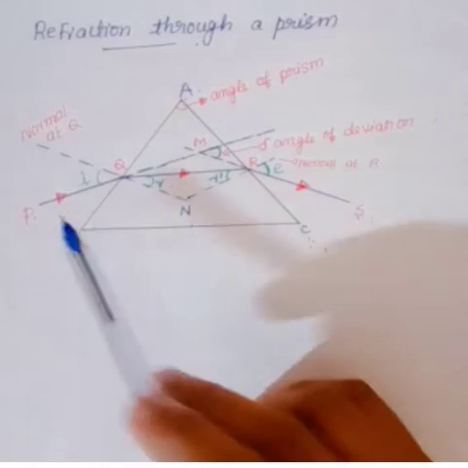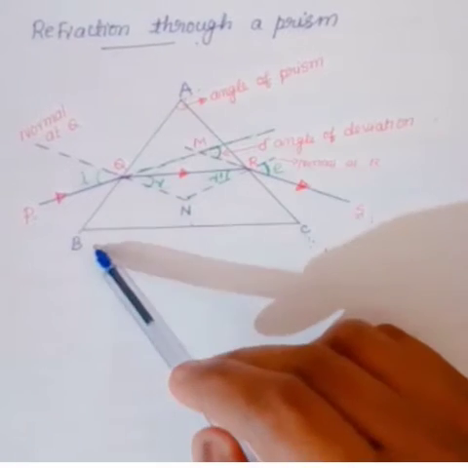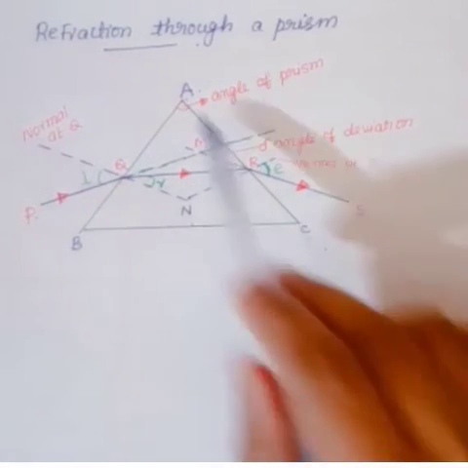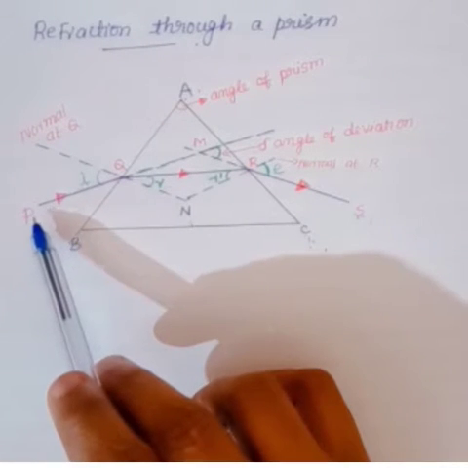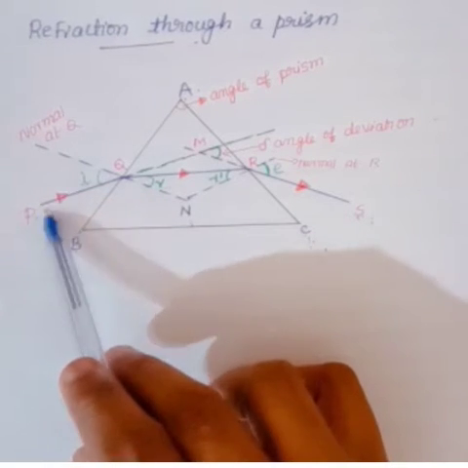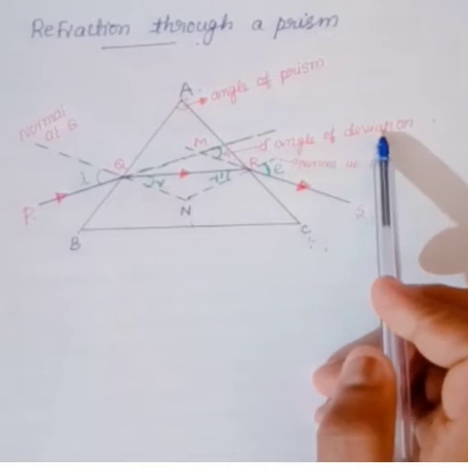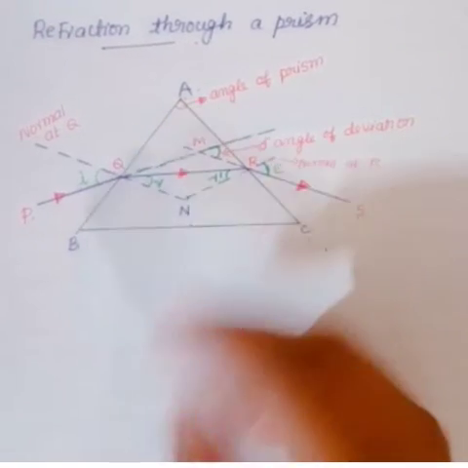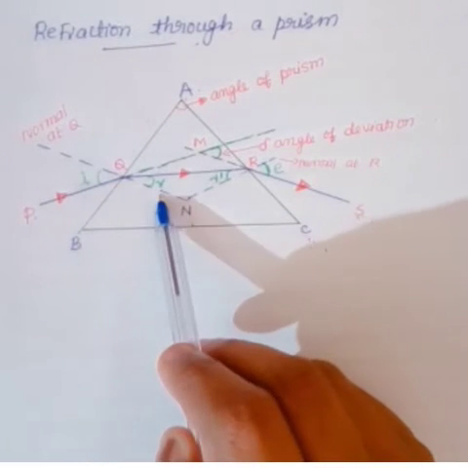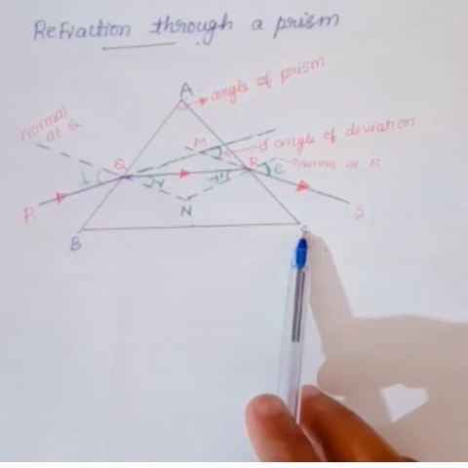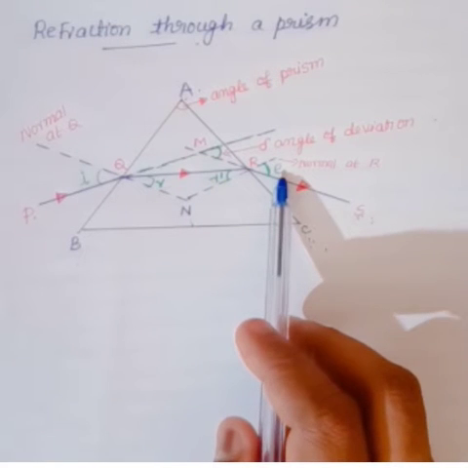Once more I repeat. First you have to consider an incident ray PQ. It enters the refracting surface AB and emerges through the face AC. This ray is denoted by RS. The angle between the direction of the incident ray PQ and the emergent ray RS is called the angle of deviation. At the refracting face AB, I is the angle of incidence and R is the angle of refraction. At the other refracting face AC, R dash is the angle of incidence and E is the angle of emergence.